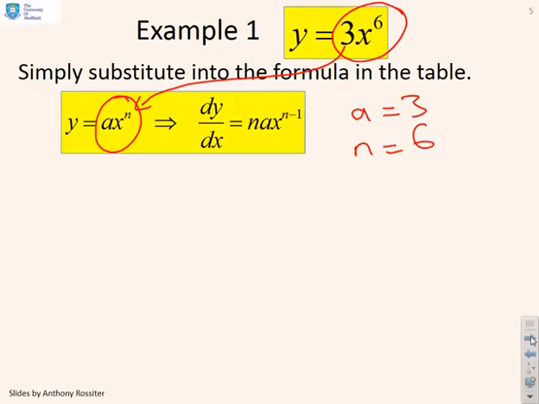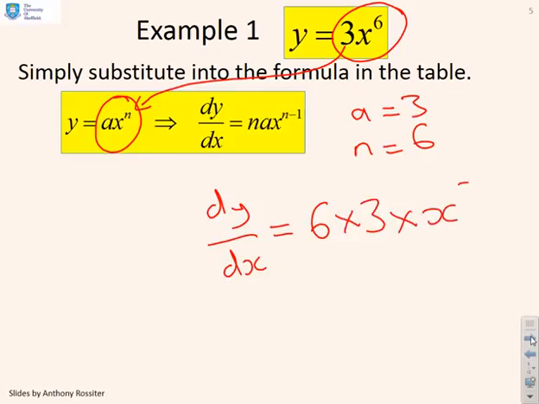So therefore, dy dx is going to be n, which is 6, times a, which is 3, times x to the n minus 1, which is 5. So you get 18x to the 5.